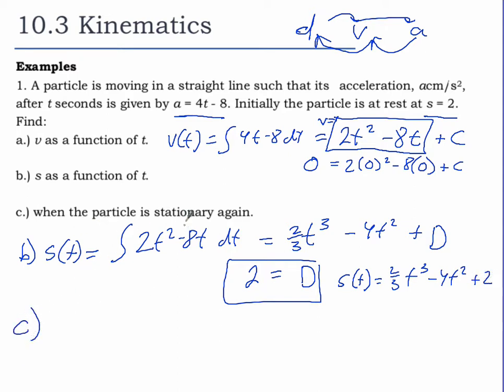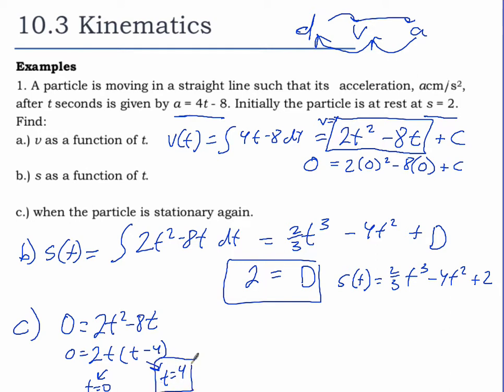When is the particle stationary again? So that's when the velocity equals 0. So we can plug that into the velocity equation. 0 equals 2t squared minus 8t. We can factorize that. That's 2t times t minus 4. So initially, this one gives you t equals 0, which is the initial one. So at t equals 4 seconds, that is when it is stationary again.